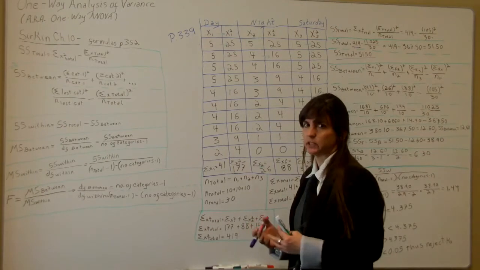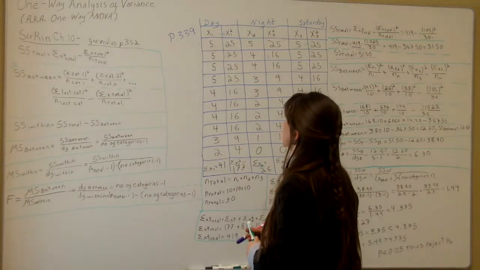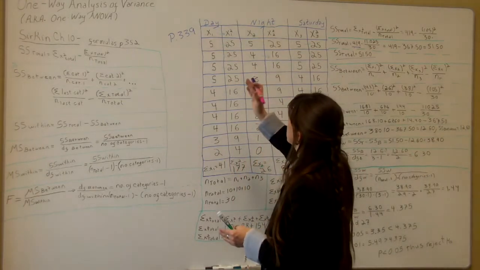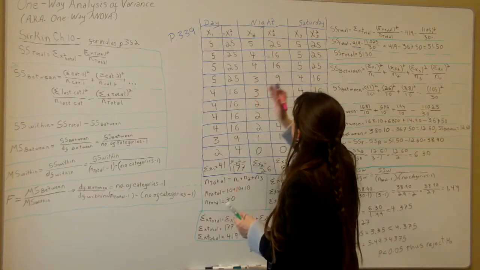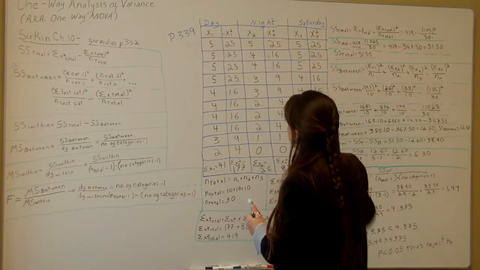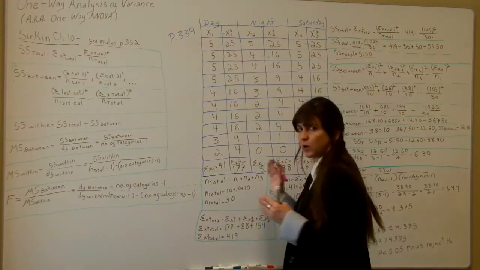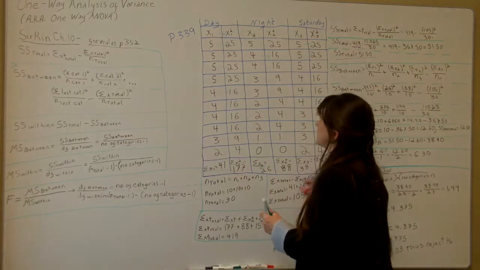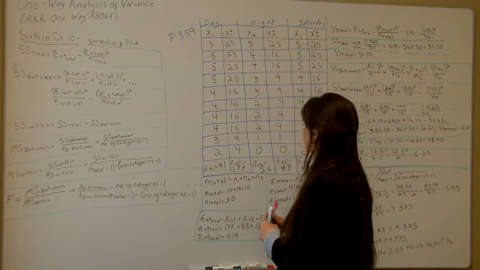I'm going to explain their explanation. So go to 339 of your textbook. There are three groups, your samples. The x subscript 1 is your day, your x subscript 2 is your night, and your x subscript 3 is your Saturday. Again, I like to write the squared to the right of the regular data. Notice my tables look different than yours. Theirs, I have it combined.